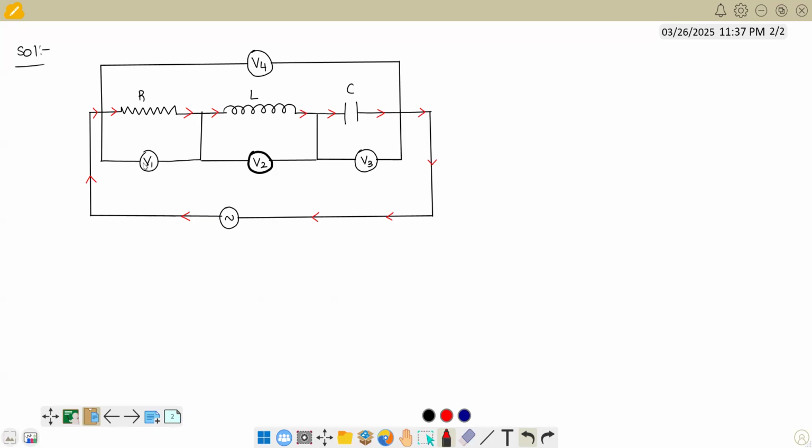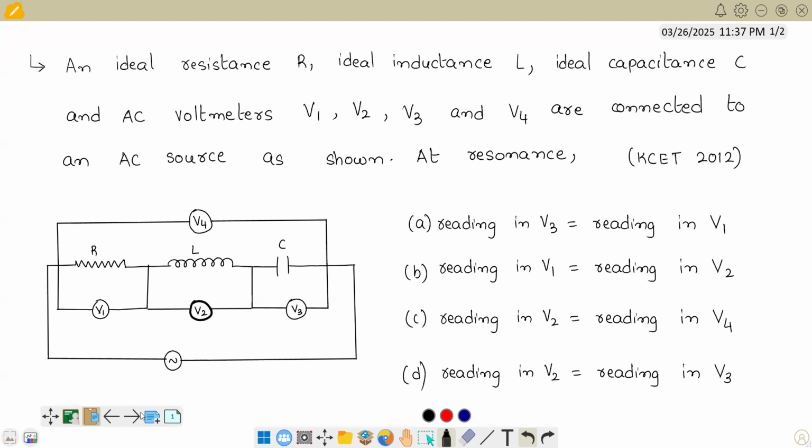Once you understood, then what are V1, V2, V3, V4? They are just given to represent the voltage measured across the respective component. He has used the word resonance. What is the condition for resonance? Let me just explain a little bit.